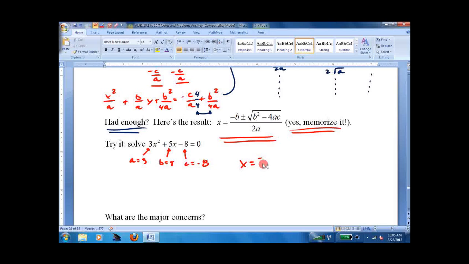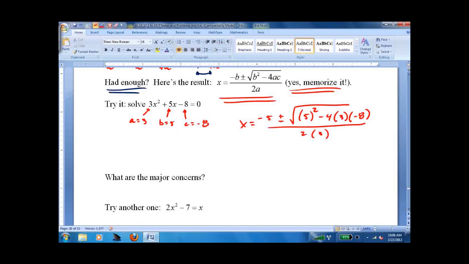x equals negative, whatever the b is, 5 plus or minus negative 5 squared minus 4 times 3 times negative 8 all over 2 times 3. Then it's just a little bit of math, order of operations. I'm going to do a lot of this very quickly. 4 times 8 is 32, times 3 is 96. Negatives cancel out, so we get plus plus. 5 squared is 25. We get 121 all over 6. x equals negative 5 plus or minus 11 all over 6.